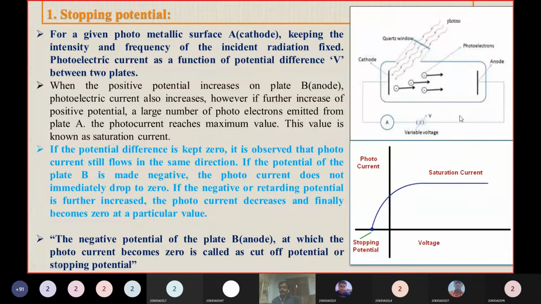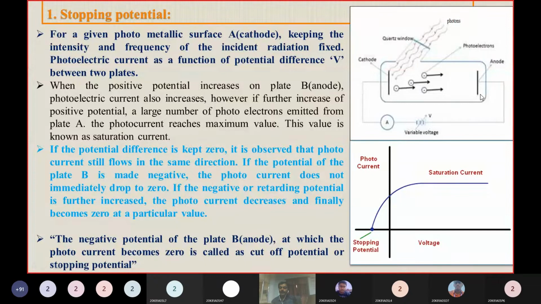Negative terminal is connected here, whereas previously the positive terminal was connected. Now I am doing the reverse connection: the negative terminal of the battery is connected here and the positive terminal of the battery is connected here. That means now I am applying the voltage in the opposite direction. If you increase the voltage in the opposite direction, what happens?